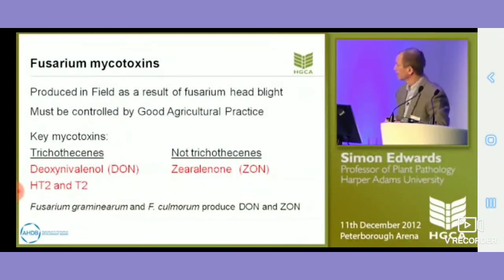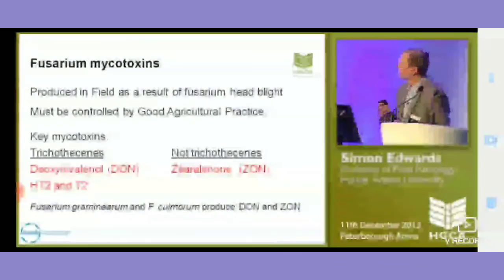So, the Fusarium mycotoxins, very important. These are produced in the field. So it's as a result of Fusarium head blight. So they have to be controlled in the field. There's very little you can do once you've harvested the crop. You can get some reduction through cleaning, but you don't get a big reduction.